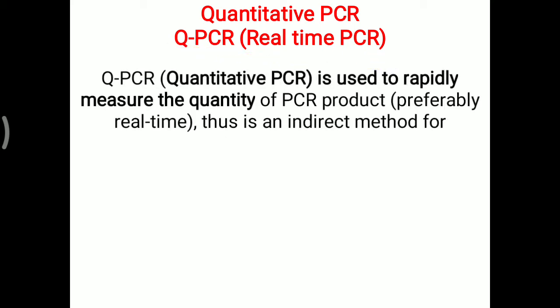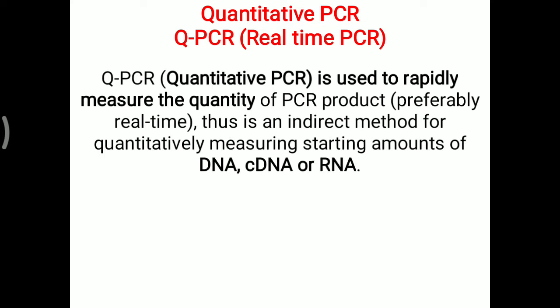That is basically used to rapidly measure the quantity of PCR product, preferably in real time. So within real time we will get the exact quantity of the product, and particularly the substrate which is utilized for this PCR, that is DNA, complementary DNA or RNA, which is amplified in the PCR. Thus it is an indirect method for quantitatively measuring the starting amount of that DNA, complementary DNA or RNA.